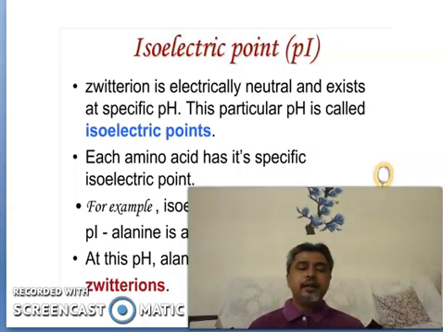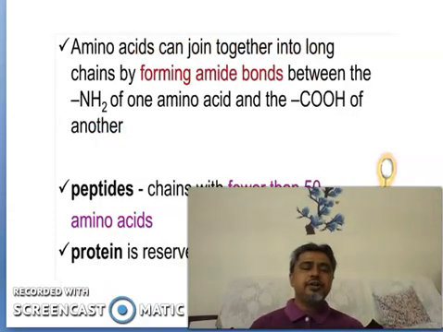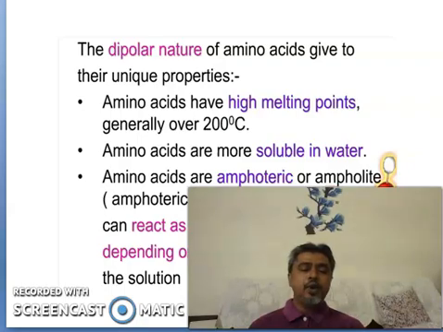Then we will see that amino acids can join together to form an amide bond, as I said previously. The dipolar nature is also included.